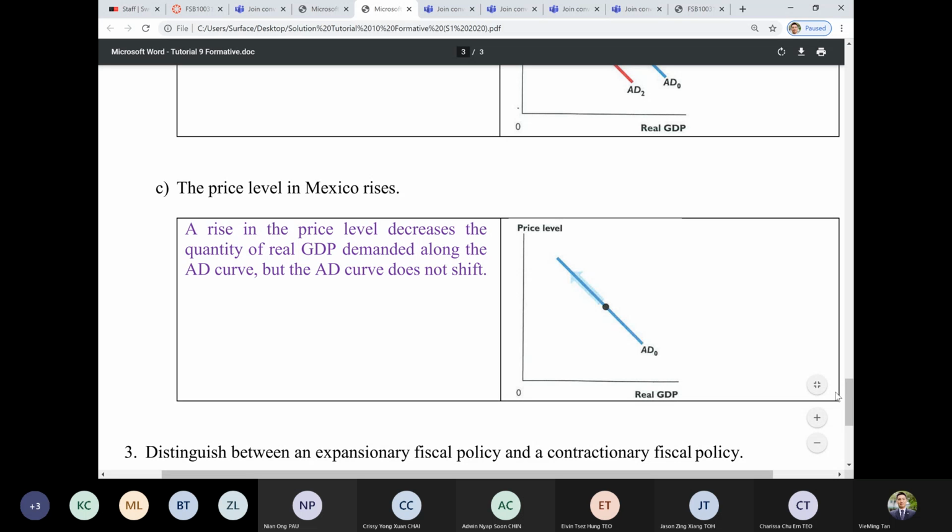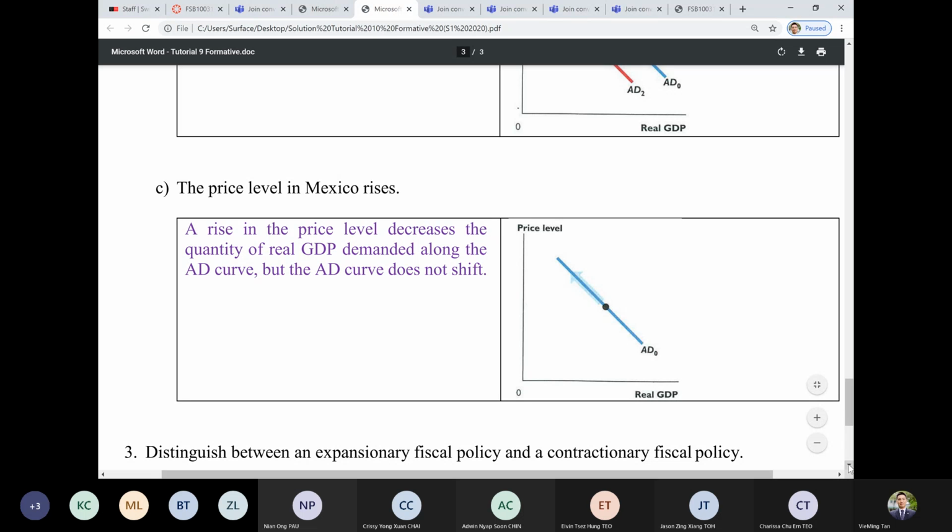Then after that, you have to discuss what are the tools that can be used for each type of fiscal policy. What the tools means, how the government can control the spending and also the tax rate in order to implement the expansionary or the contractionary fiscal policy. Okay, so this is how you answer the question.